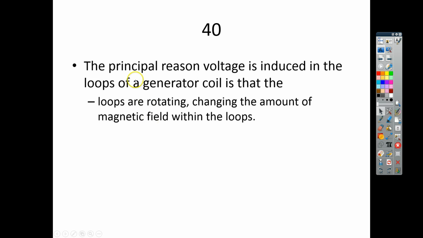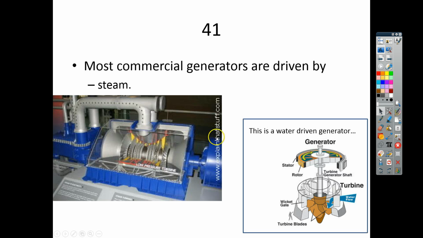For number 40, the principal reason voltage is induced in the loops of a generator coil is that the loops are rotating, and that changes the amount of magnetic field, and when you change the amount of magnetic field within the loops, you make voltage. So when we turn our little generators, turn the handles of the generators, we are changing the amount of magnetic field. Most commercial generators are driven by steam.